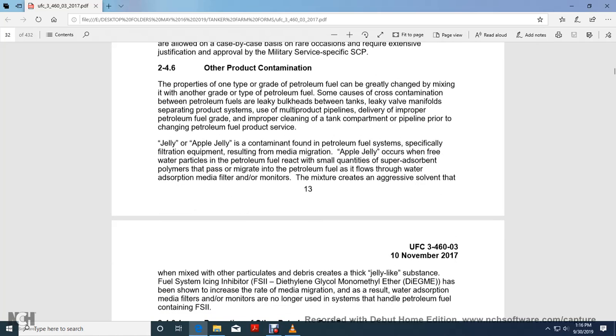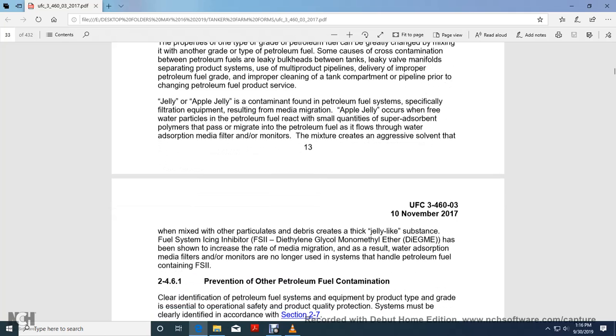2.4.6, other product contamination. The properties of one type or grade of petroleum fuel are greatly changed by mixing with another grade or type of petroleum fuel. Some causes of cross contamination between petroleum fuels are leaking bulkheads between tanks, leaking valve manifolds, failure to separate product systems, use of multi-product pipelines, delivery of improper petroleum fuel grade, and improper cleaning of the tank compartment or pipeline prior to changing petroleum fuel product service.